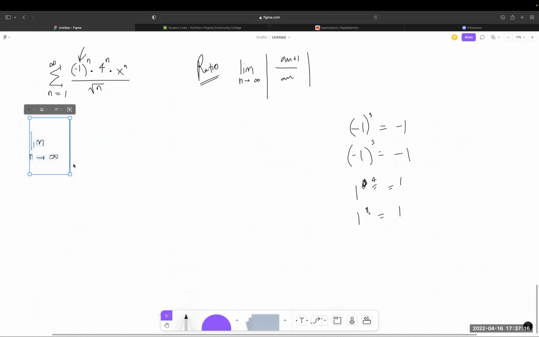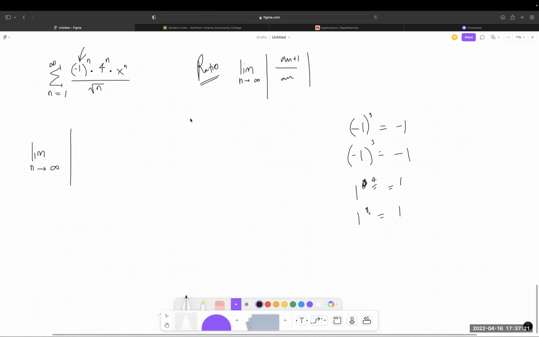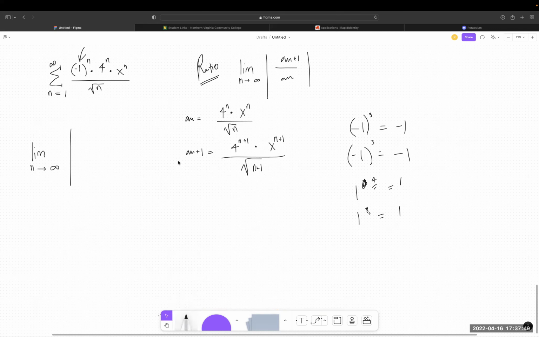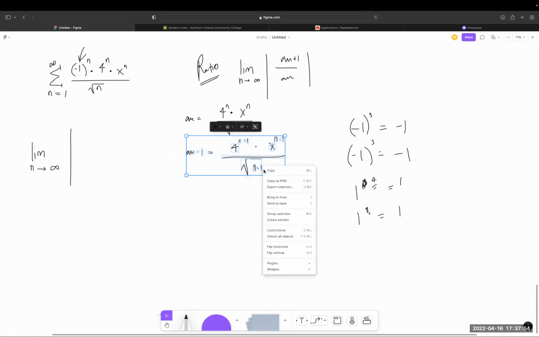You get that -1 out of there, and you're just dealing with what you're really dealing with once you're considering everything but the -1. The a of n is just 4 to the n times x to the n over under root n. Okay. What's the a of n plus 1? It's 4 to the n plus 1 times x to the n plus 1, right? Divided by under root n plus 1. We're embedding that plus 1 wherever we see the n's, and this is going to be colossal, but it is what it is.